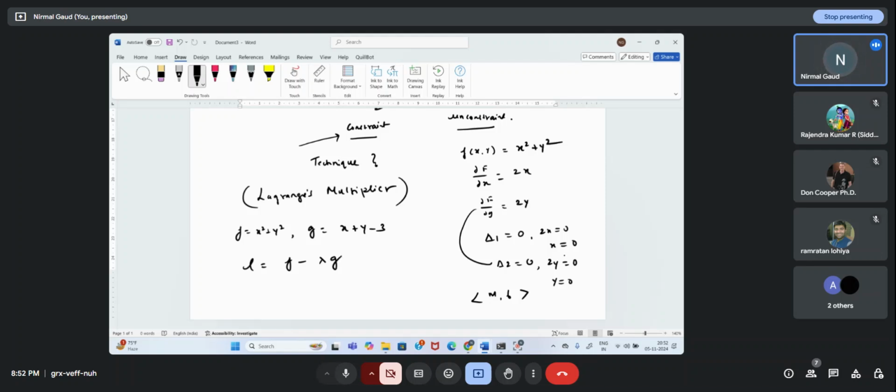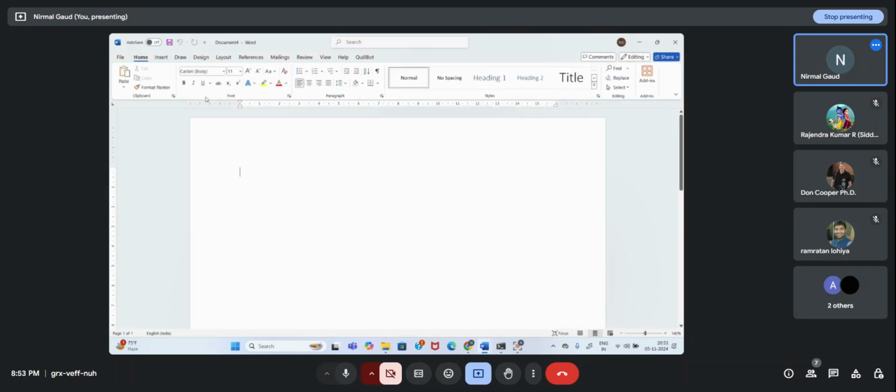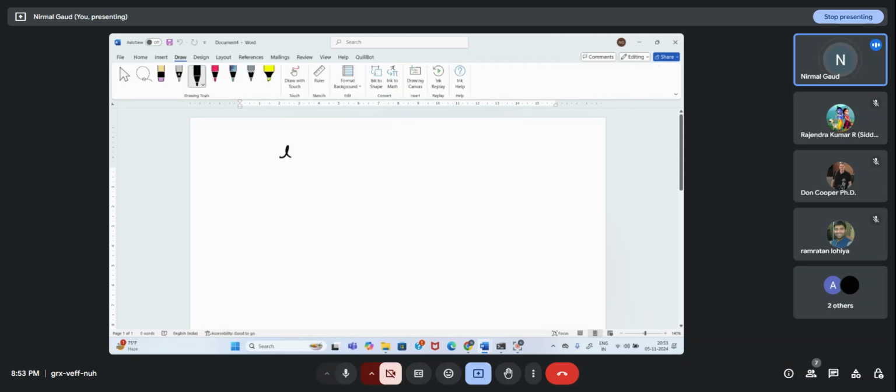Okay, this is how we can write f minus lambda g. That means x square plus y square minus lambda times x plus y minus 3, and this is equal to L. It's the Lagrange function. And then what do we have to do next? We have to partially differentiate L with respect to x, with respect to y, with respect to lambda. These three partial differentiations we have to do.